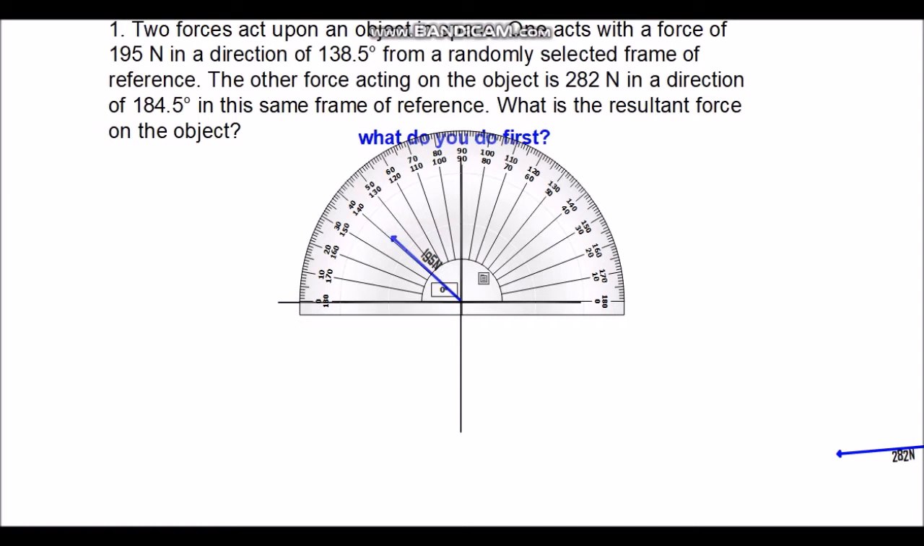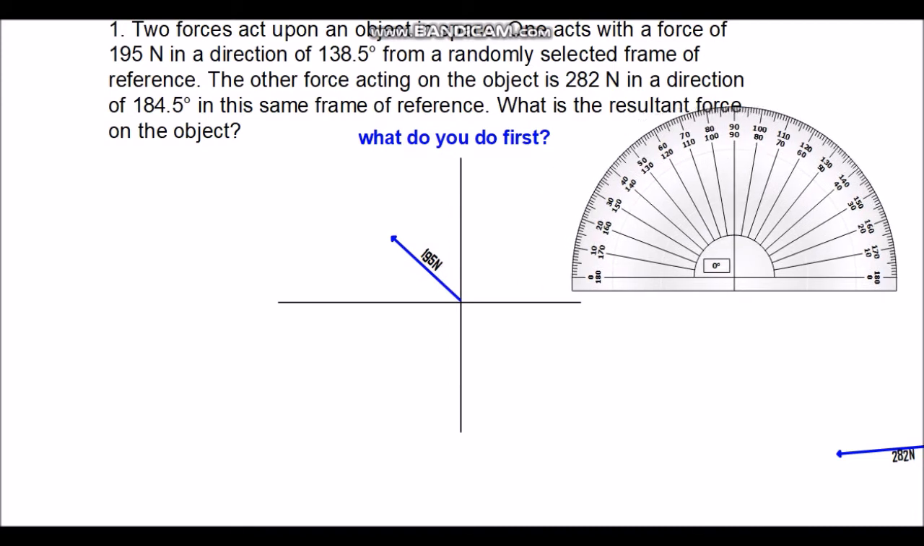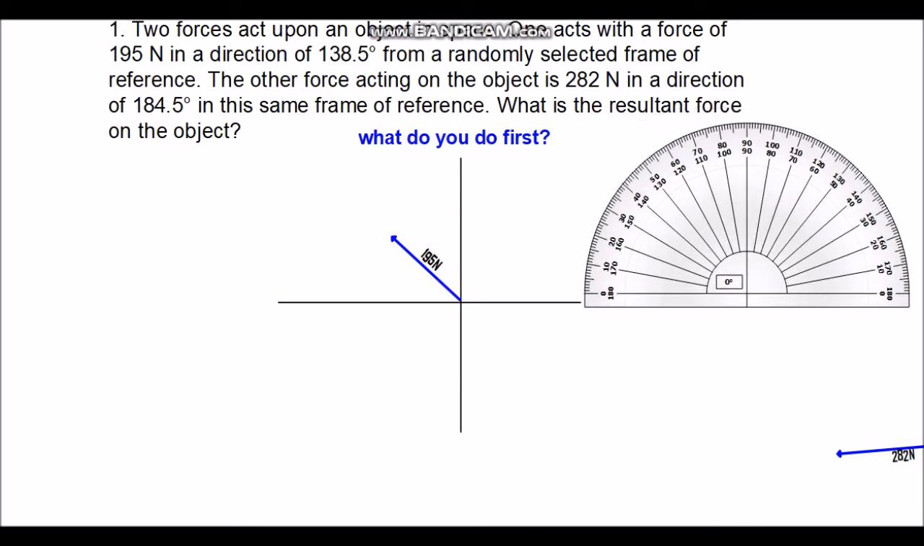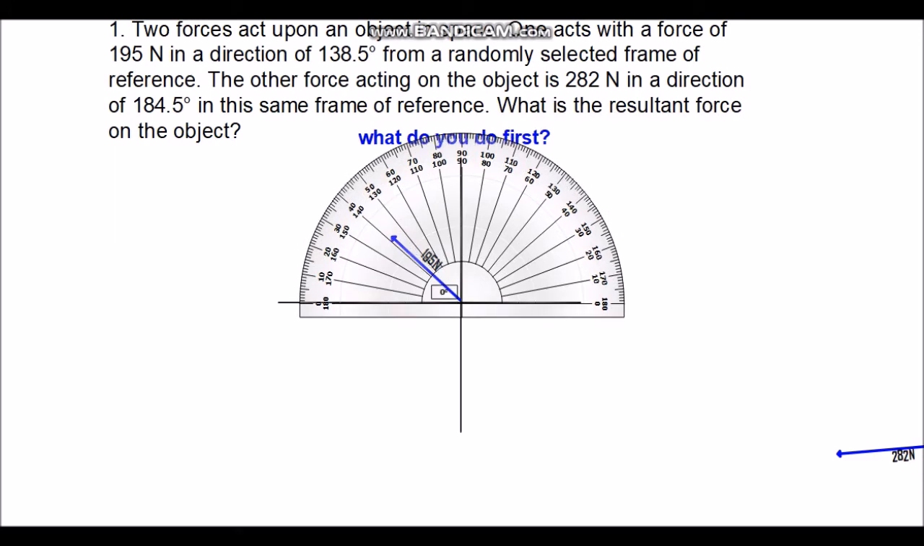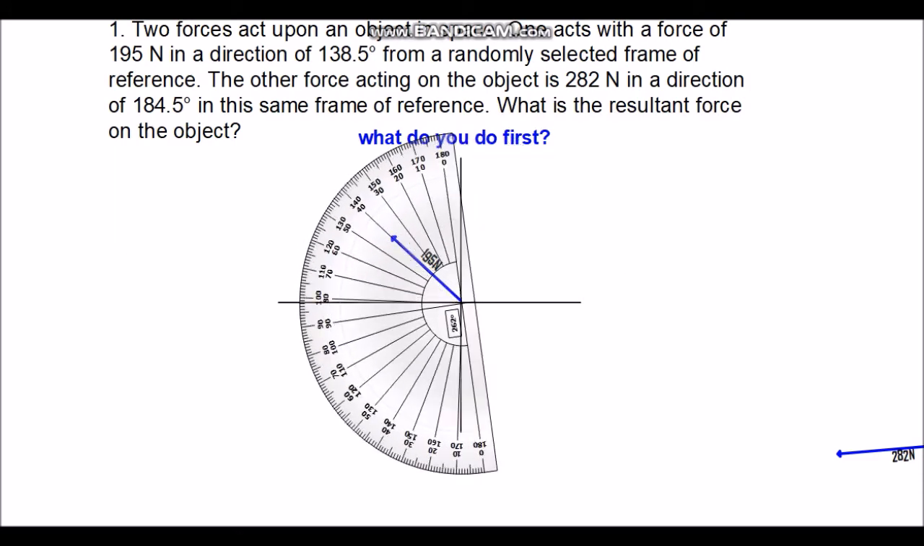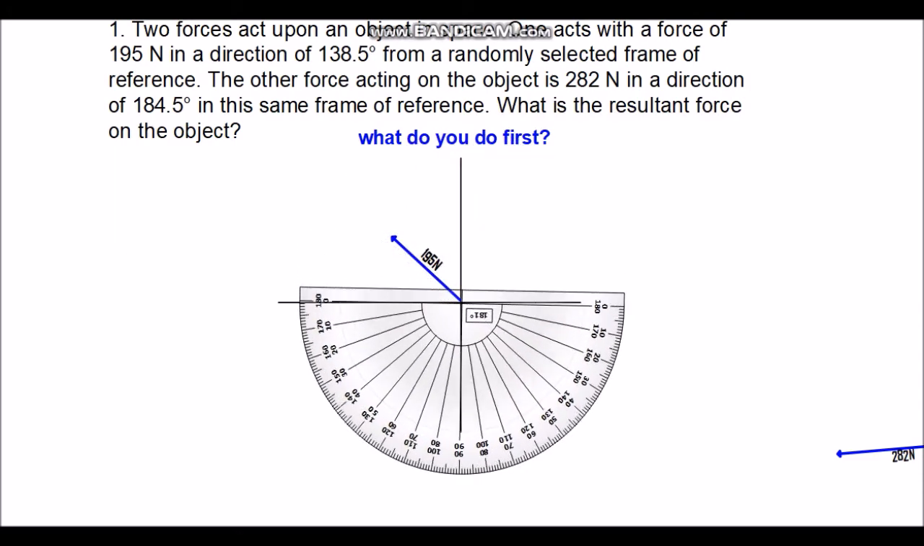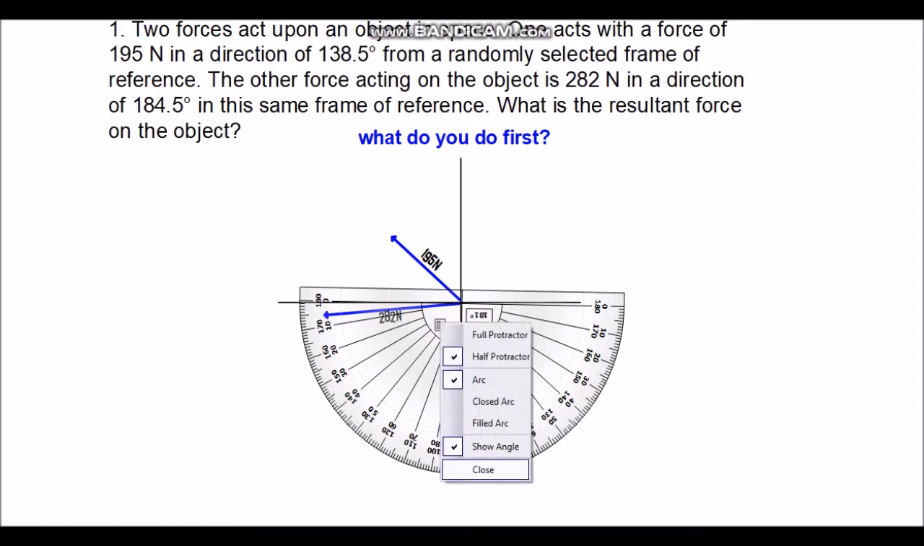Okay. The second vector that's acting at the same time on that object is a greater push. It's 282 newtons. It's got more magnitude, and that is in a direction of 184.5. So again, just to illustrate that, if I go ahead and spin that around, okay, so from here to there would be 180, so I need to go just about 4 degrees more, and that would be about there. Okay, so I got my two vectors. Let's get rid of that.